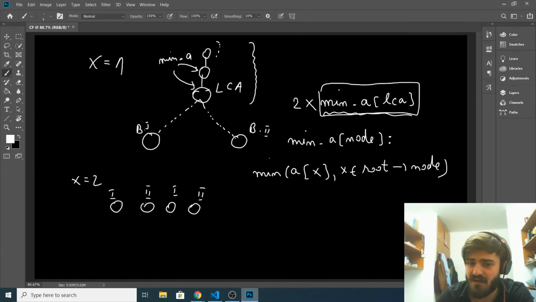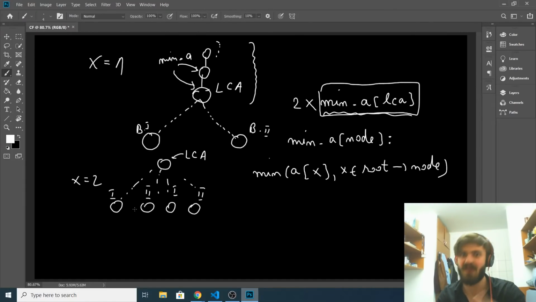The first one is that I pick all of these nodes in the same group. And if I do that, I'm going to find the LCA of all these 4 nodes. Let's say it's this node. This is the LCA. And of course, I'm going to pay 4 crossed min A of this LCA. Great.